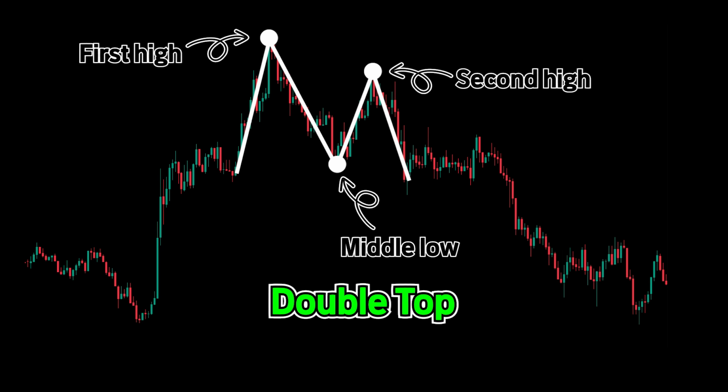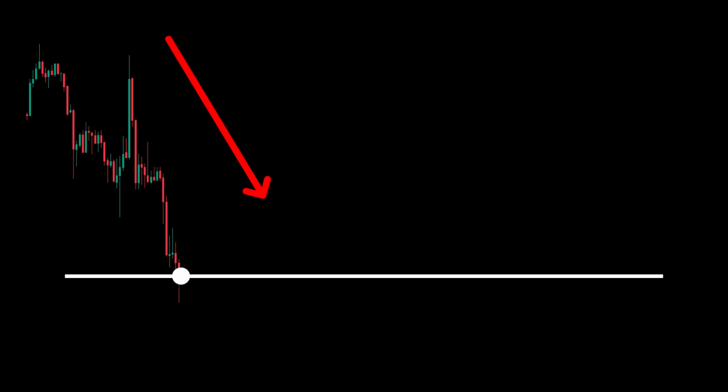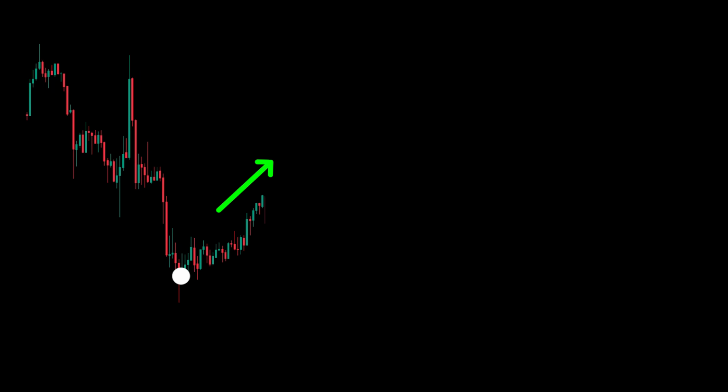The core idea is simple. Price tried to break through the same level twice and failed both times. That's a signal that the uptrend is losing momentum. The double bottom is the exact mirror of that. Price is in a downtrend, finds support at a certain level, and forms the first low. It bounces, forms a high, then pushes back down to test that same support again.